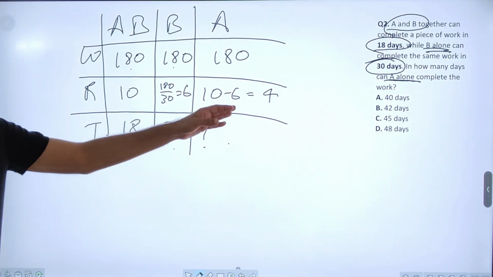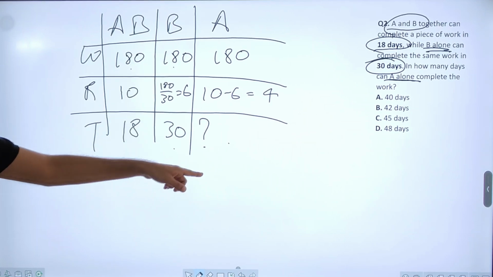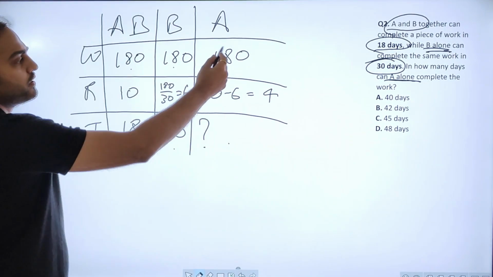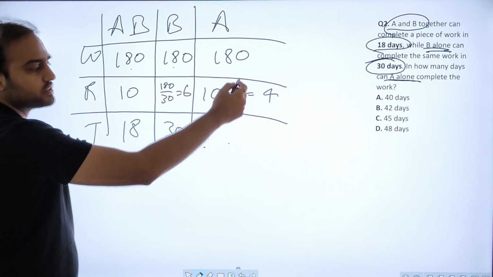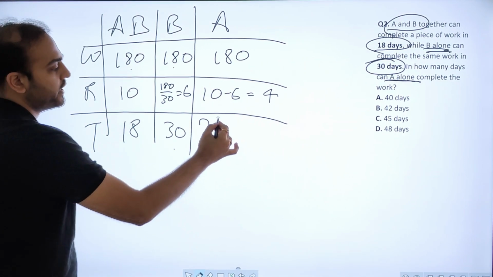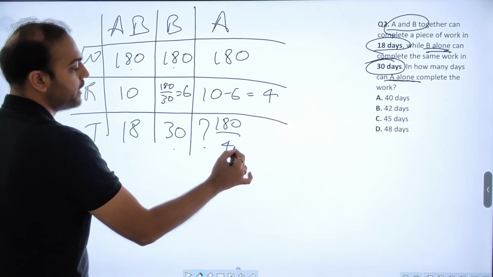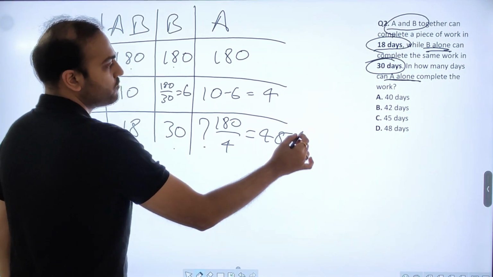Right? Rate is done. Final step, complete the table. A is eating 180 chocolates. He eats 4 chocolates per day. So time taken by A, 45 days.